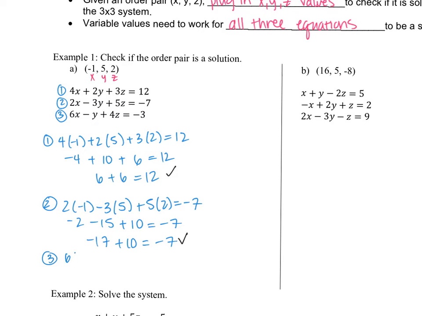So we have 6 times x, which is negative 1, minus y, which is 5, plus 4 times z, which is 2, equals negative 3. So if I work this out, that's going to give me negative 6 minus 5 plus 8. And negative 6 minus 5 is negative 11 plus 8. Well, negative 11 plus 8 gives me negative 3, and that's what I have on that side there. So this here is correct as well.